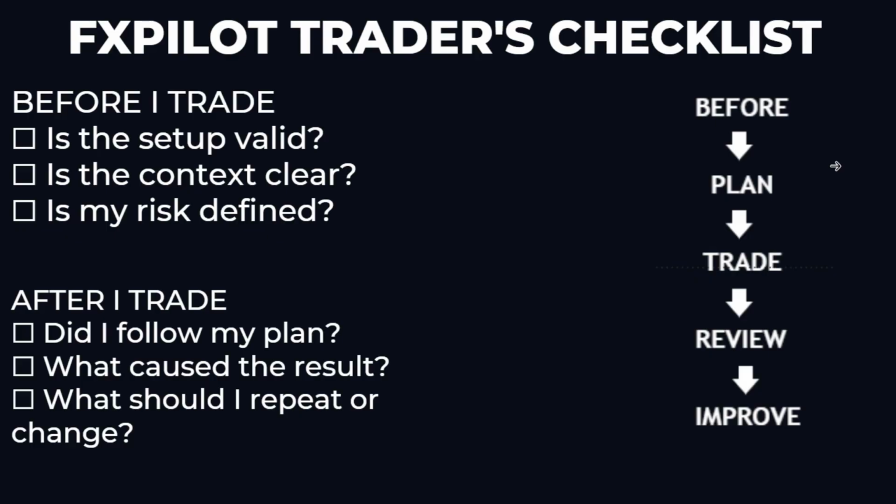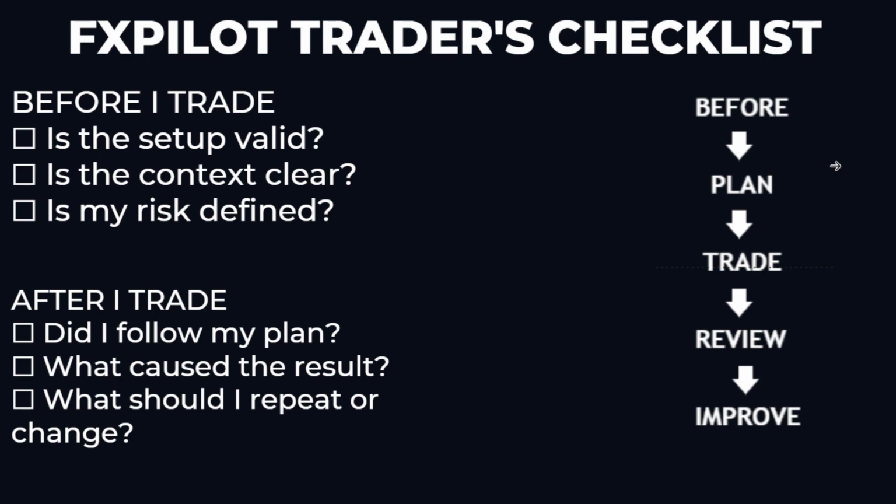Okay, all right. So after your review, you look at the FXPilot traders checklist. You can prepare your own checklist. It must not be like this. This is just a note. Okay, a checklist. So before I trade, I always ask myself, is the setup valid? Is the context clear? Is my risk defined? After I trade, I will go back and check, did I follow my plan? What caused the result? What should I repeat or change? So these are the kind of checklists you prepare for yourself. Okay, and then before you put your normal trading plan arrangement.